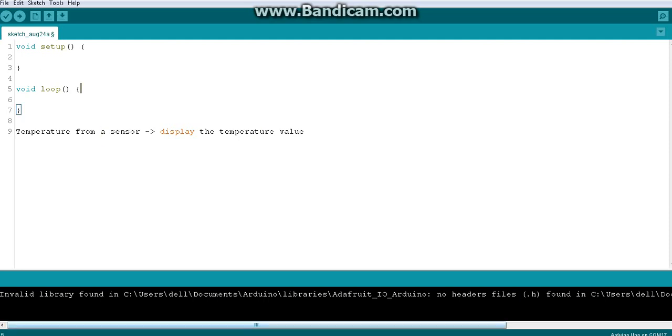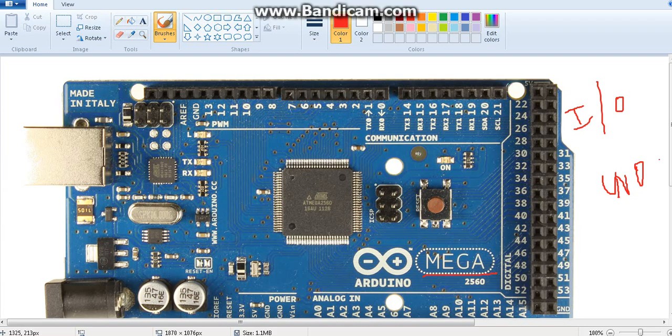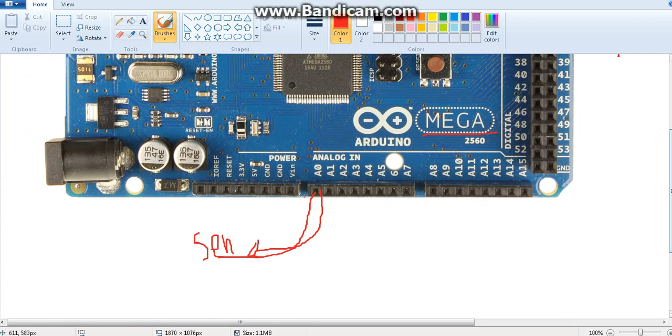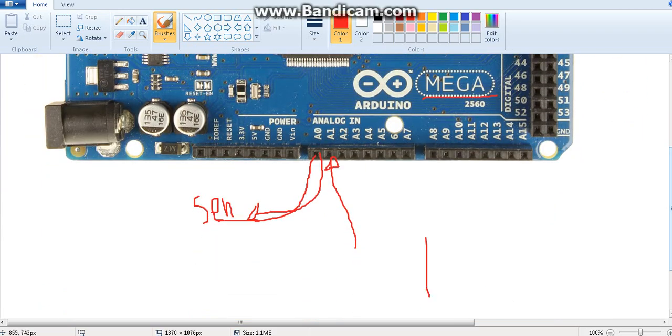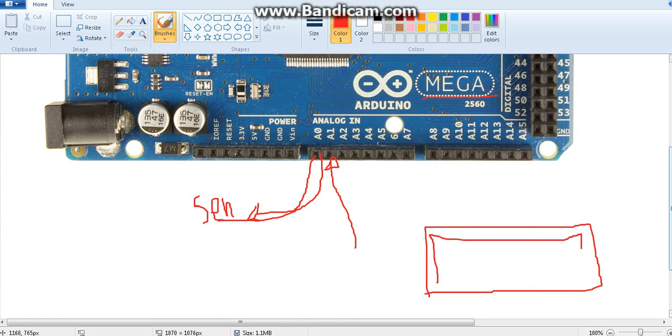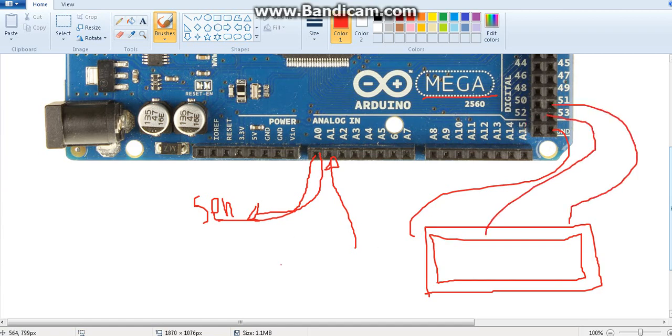Let's take the board. Let's say this is a board. Let's say you are connecting a sensor to this pin, say the A1 pin, and you are going to program the Arduino in a certain way, and you are connecting a display to some other pins. Let's say, according to your need, you have a display, a small liquid crystal display. I'm sorry, I am connecting the display to some other pins. Okay, so this is the temperature sensor. I am marking a T.